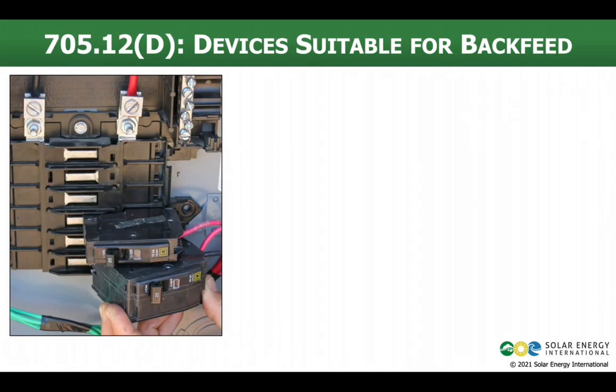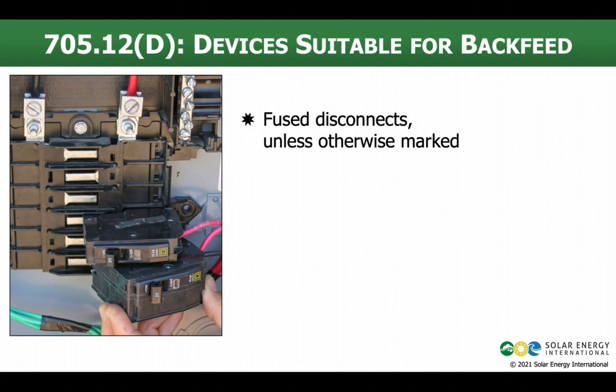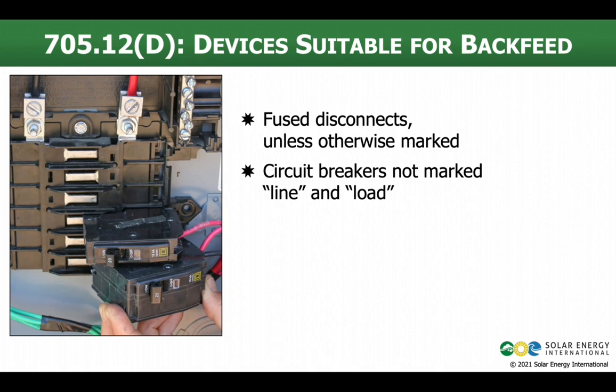Okay, 705.12(D) for load side connections talks about devices that are suitable for backfeeding. So fuse disconnects, unless they say that they're not suitable for backfeeding, are going to be okay to backfeed. Circuit breakers that are not marked line and load. So the plug-in style breakers you see on the slide here, they're never, in my experience, marked line and load. It's kind of obvious what's the line side, line being the primary power source side. That would be the side that connects to the bus bar. And the load side, well, that's where you connect the wire that runs to the load. Okay, so it's pretty obvious just inherently in their construction.